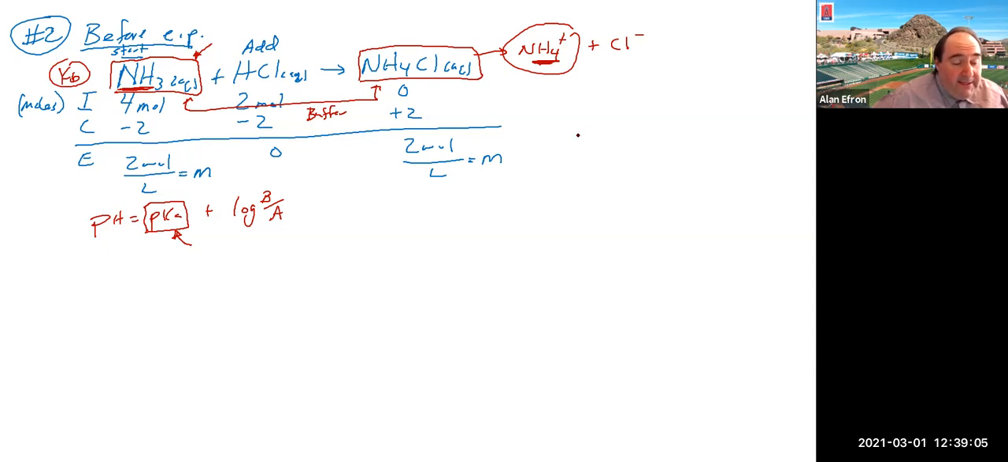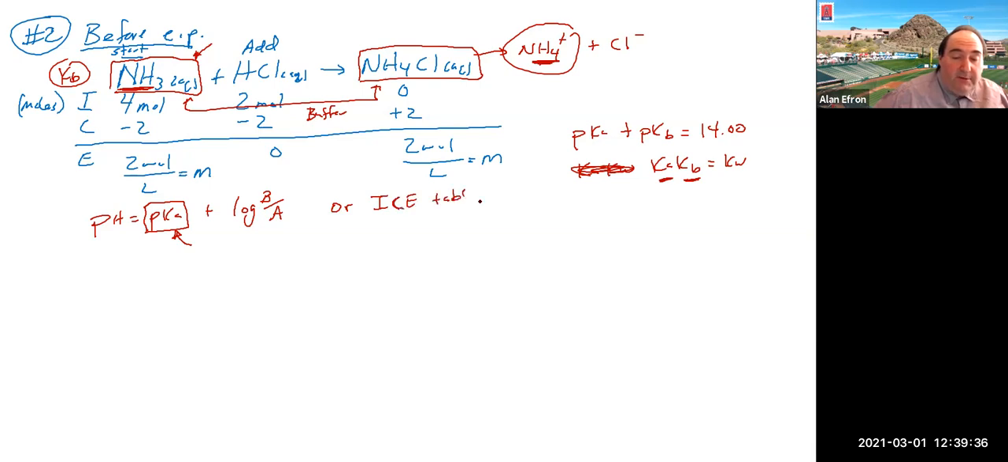Again, a couple different ways you could get there. One relationship we talked about, pKa plus pKb equals 14. So that's one way you could do it. You could use Ka times Kb equals Kw to get to your Ka value and then to your pKa value. So you could get there that way as well. You alternatively, just like in the last one, if you don't want to do the Henderson-Hasselbalch, could also do a nice ICE table at this point as well.